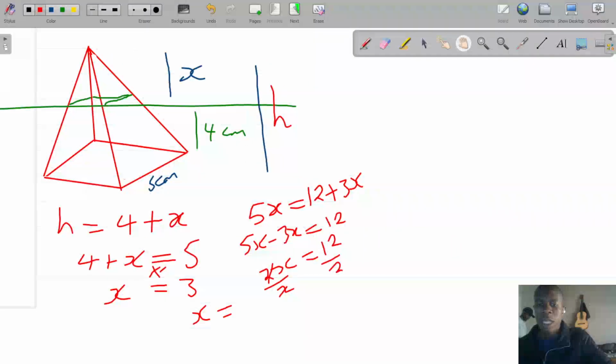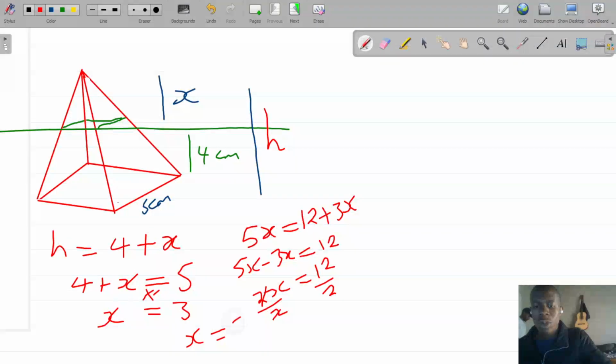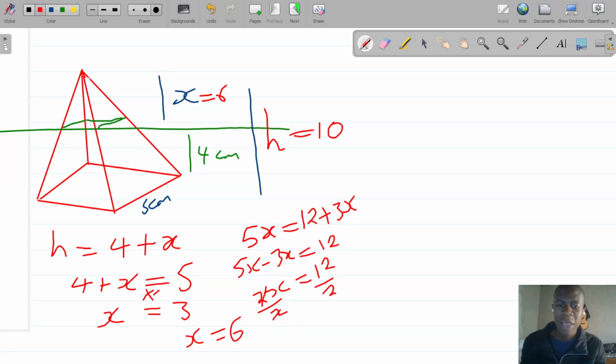Okay, see that x is equal to 6. So this is our x is 6. And now what is our h? Our h is equal to 4 plus x. So 4 plus x, which is 4 plus 6, which is giving us 10. So our h is equal to 10. So now we have everything that we need.